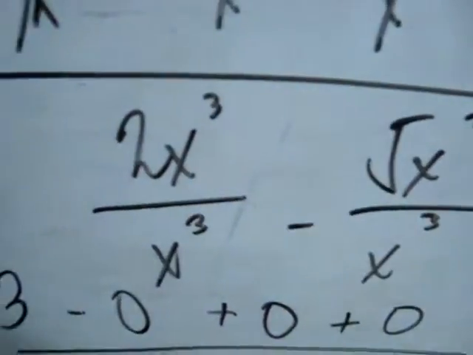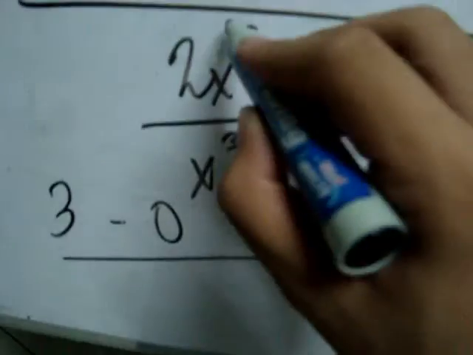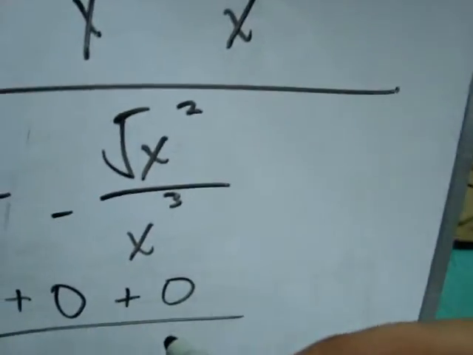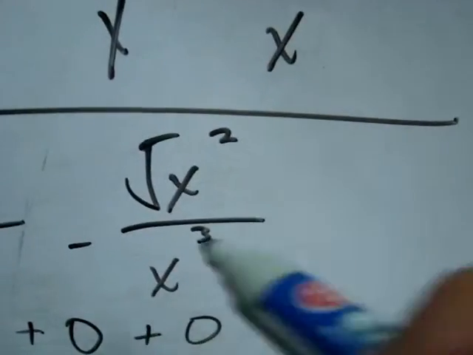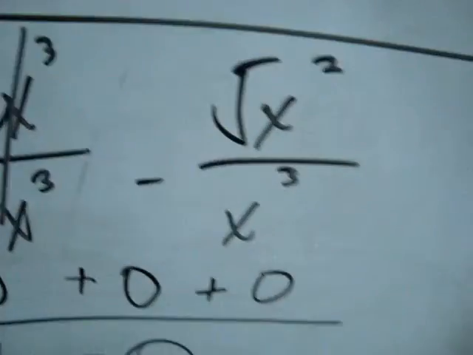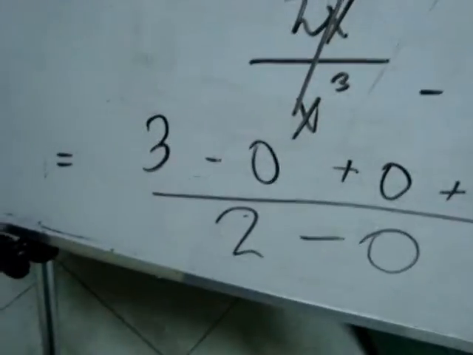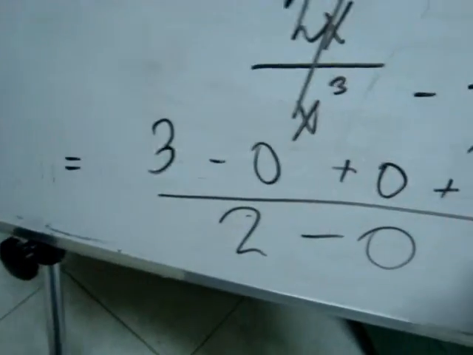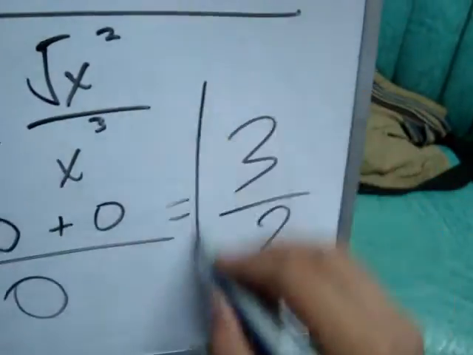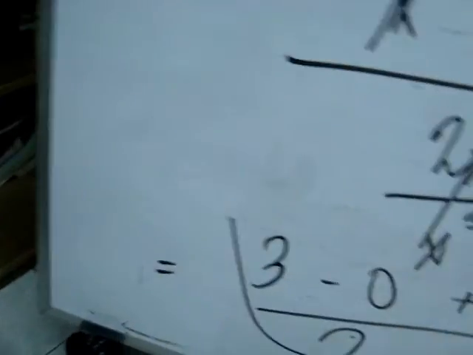Now we got 2x cubed over x cubed. So we cancel this. We got 2 minus 5x squared. So 5x squared over x cubed, we got 0. So the denominator is 0. X approaches infinity, that's 0. You get that point. So here's our final answer: 3 over 2 from these guys.